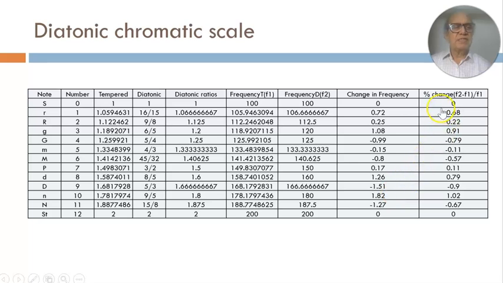Now, if you do percentage change, this is the percentage change: 0, 0.68, 0.22, 0.91. Here it's somewhat higher, so probably an average ear with some difficulty will be able to recognize the difference. For the Pancham, you can see it's just 0.11, but trained musicians are able to recognize the difference between this Pancham and the tempered scale Pancham.